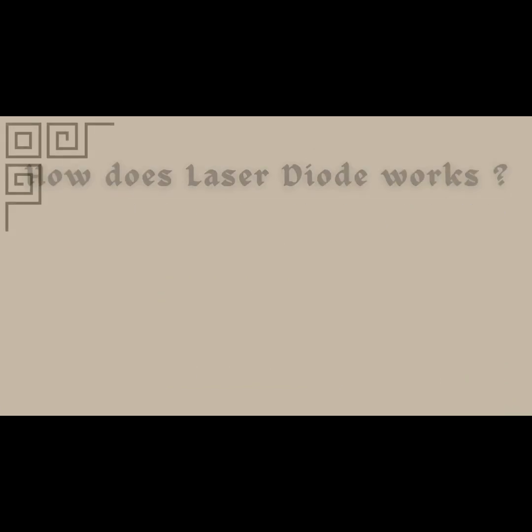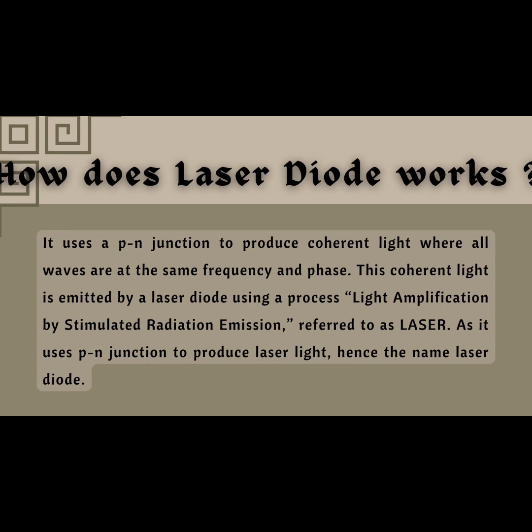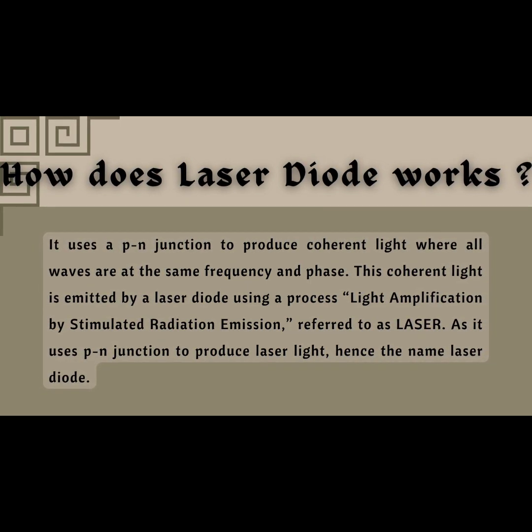Okay. Next. How does a laser diode work? It uses a PN junction to produce coherent light where all the waves are the same frequency and phase. The coherent light is emitted by a laser diode using a process of light amplification by stimulated emission of radiation, referred to as laser. As it uses a PN junction to produce laser light, hence the name laser diode.